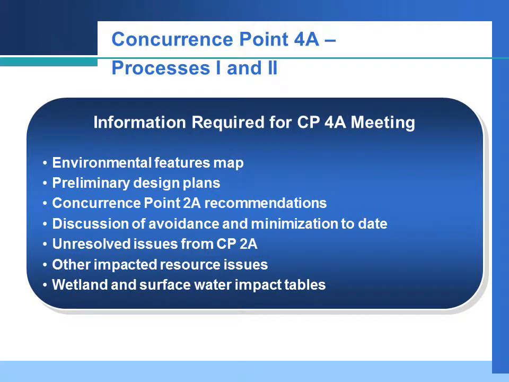Information that should be presented at the Concurrence Point 4A meeting for both new location and widening projects includes an environmental features map, a discussion of avoidance and minimization efforts to date, wetland and surface water impact tables, and recommendations from Concurrence Point 2A concerning bridge lengths and culverts. If the project team did not concur on bridge lengths or culvert requirements at Concurrence Point 2A, the team should do so at this point. Information on other impacted resources should be addressed as appropriate.